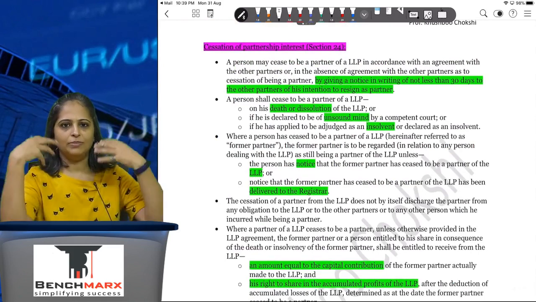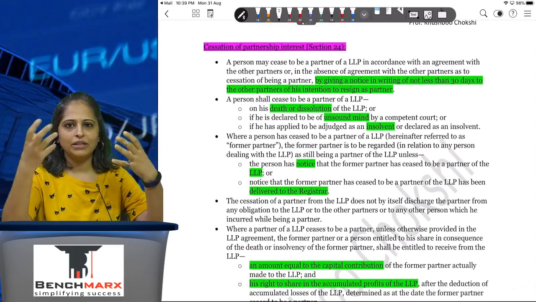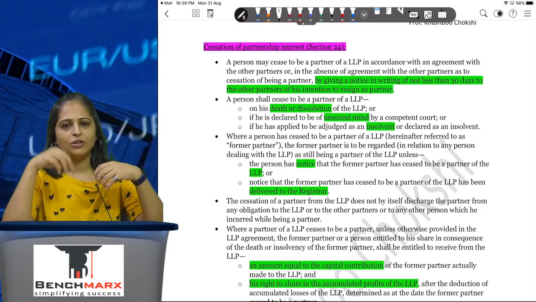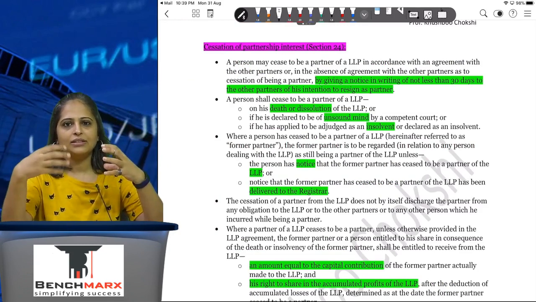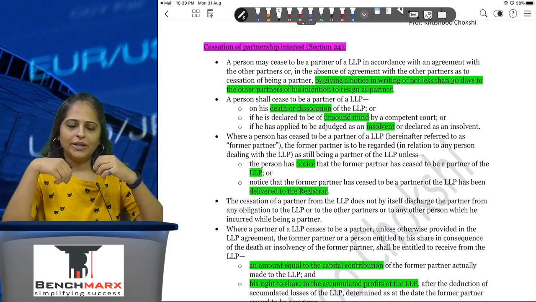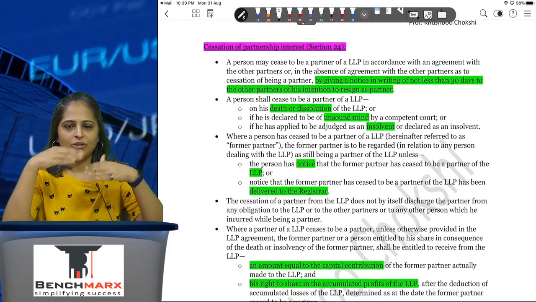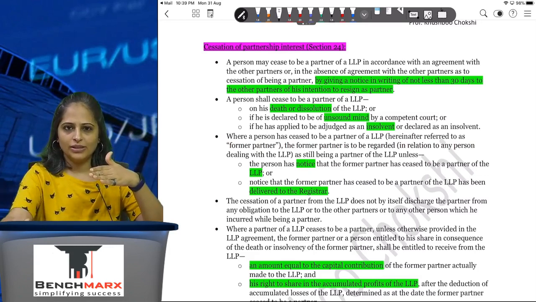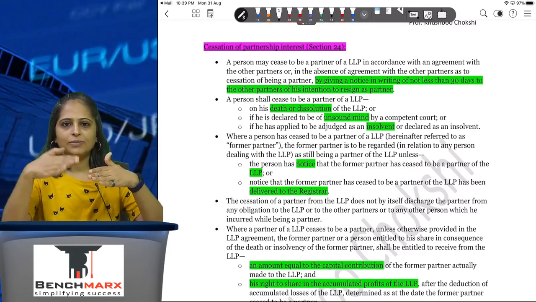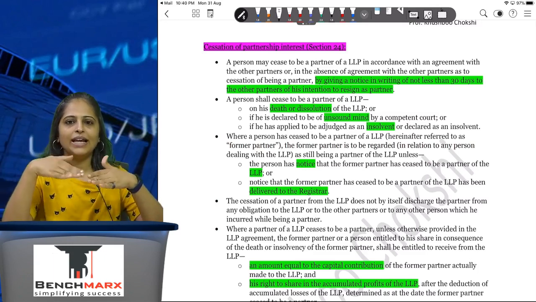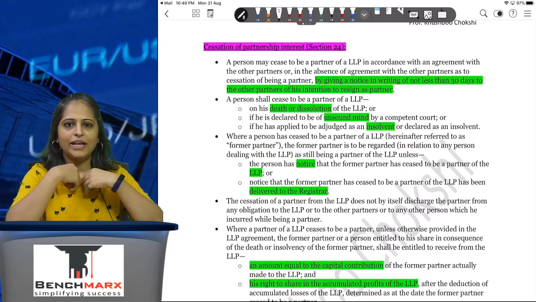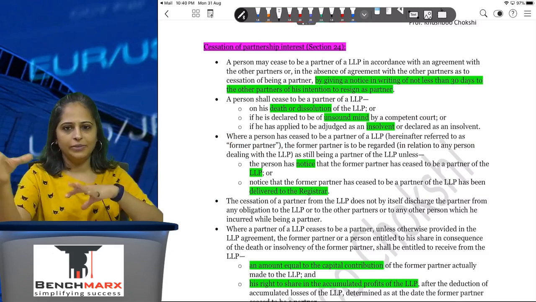Now, cessation of partnership. If I don't want to be a partner, how can I go out of the partnership agreement? I decide I don't want to be a partner, or on the death of the partner, or due to insolvency of the partner. These are reasons why I would go out of the partnership firm. Now, if I decide I don't want to be a partner, I'll have to give a notice to the LLP saying that I do not wish to continue as a partner, and the LLP will have to give a notice to the registrar saying that this person is no longer a partner. From the day I give the notice to the LLP, I will not be held liable for any acts done by the LLP. Till that date, I will be held liable.